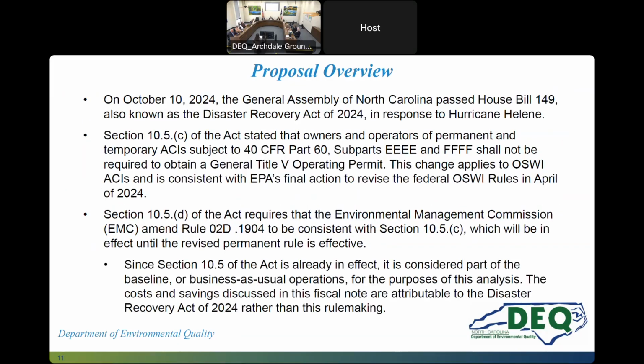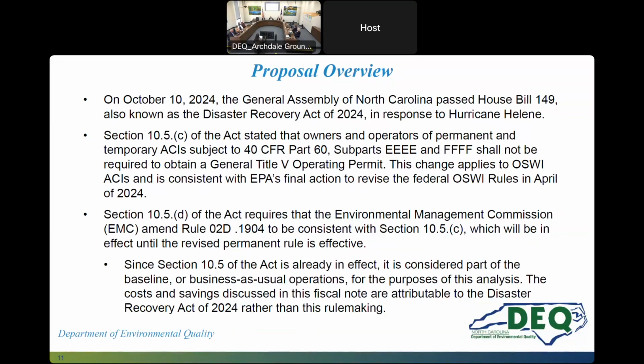Something else to note, on October 10, 2024, the General Assembly of North Carolina passed House Bill 149, also known as the Disaster Recovery Act of 2024, in response to Hurricane Helene. Section 10.5C of the Act stated that owners and operators of permanent and temporary ACIs, subject to subparts EEEE and FFFF, shall not be required to obtain a Title V operating permit. This change applies to OSWI ACIs and is consistent with EPA's final action to revise the federal OSWI rules in April of 2024. Section 10.5D of the Act requires the EMC to amend Rule 02D .1904 to be consistent with Section 10.5C, which will be in effect until the revised permanent rule is effective.